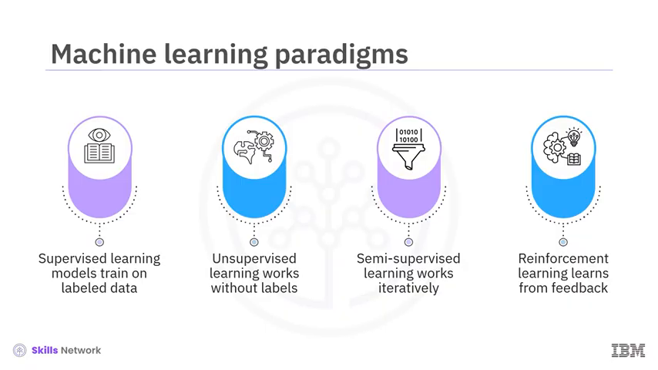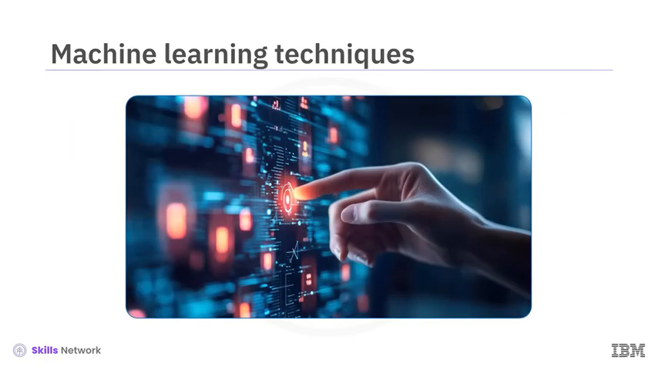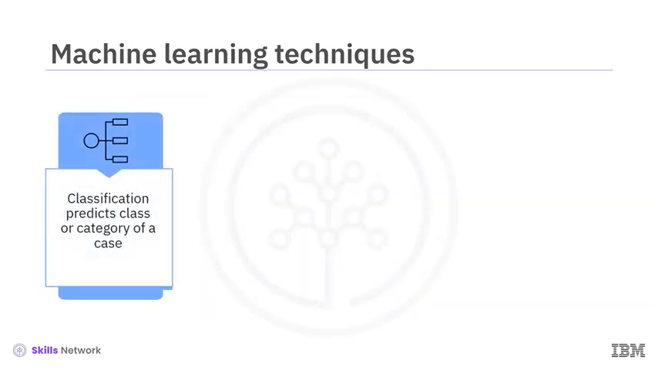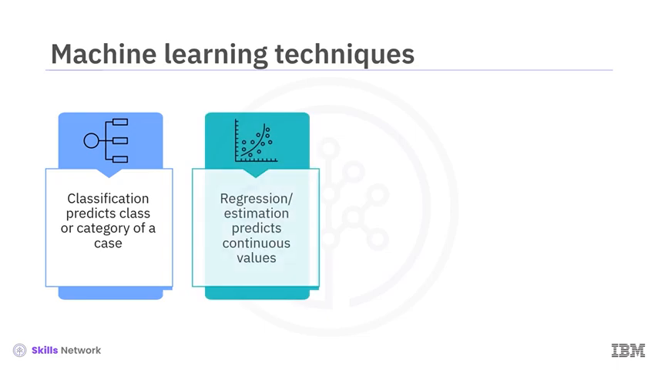Selecting a machine learning technique depends on several factors, such as the problem you're trying to solve, the type of data you have, the available resources, and the desired outcome. A classification technique is used to predict the class or category of a case, such as whether a cell is benign or malignant or whether a customer will churn. The regression/estimation technique is used to predict continuous values, such as the price of a house based on its characteristics or the CO2 emissions from a car's engine.